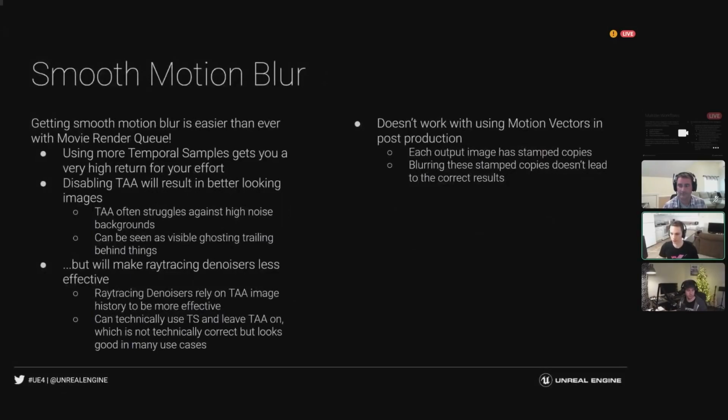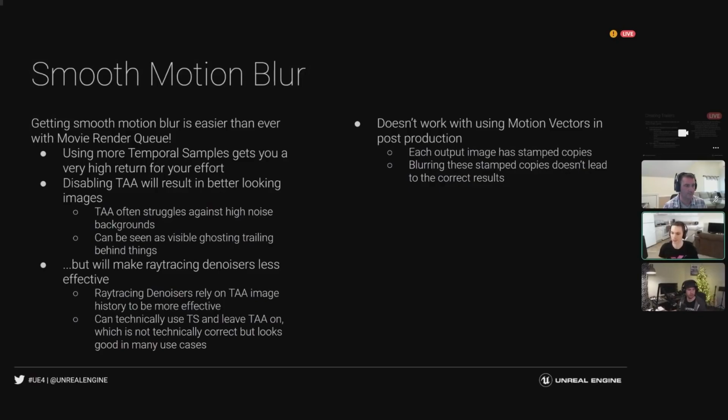If you're looking to do smooth motion blur, this is probably the very high return for the least effort. You add the anti-aliasing setting, you set the temporal sample count to 8, and you get some nice looking images. You can get even nicer images by disabling TAA. So TAA works pretty good for real-time situations, but it can struggle when you have high noise backgrounds. So if you had like a grate or just really noisy backgrounds, TAA can sometimes struggle, and you can sometimes see visible ghosting or trailing behind objects.